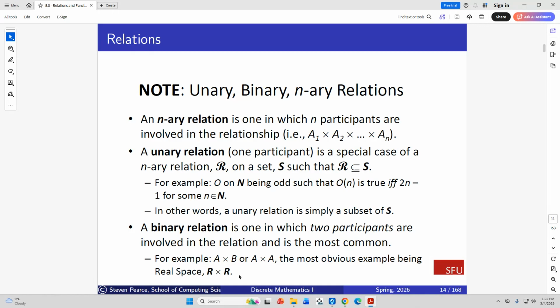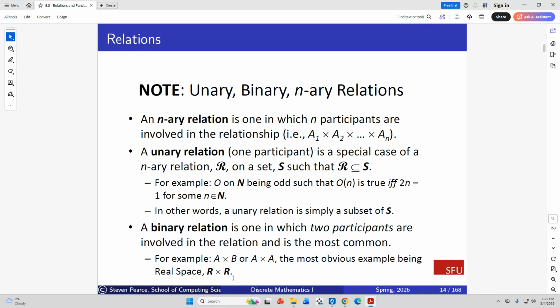Okay, so as you can see, we can go all the way up to n sets: the Cartesian product of n sets, A1 cross A2, all the way to An. A unary relation has only one participant, not A cross A, which is binary, but just one set. R is a subset of S. That is a relation, okay? A unary relation, with one participant, is a special case of an n-ary relation R on a set S, such that R, the relation, is a subset of S alone, one set. That's what unary means, as opposed to binary, which we already talked about.